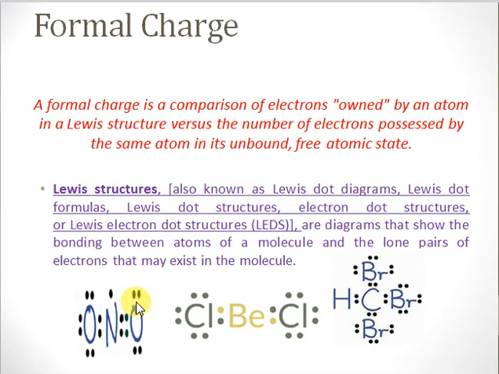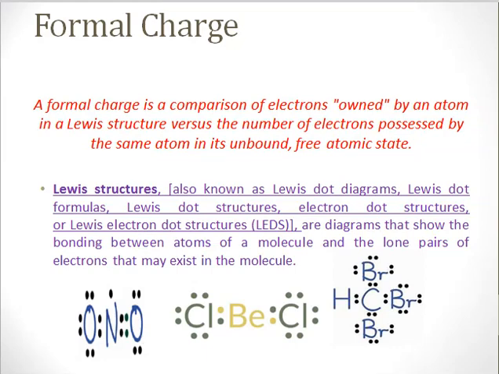So this comparison of the number of electrons possessed by an atom in the bound state with the number of electrons possessed by the same atom in the free state is known as formal charge. And the diagrams in which we show the electrons as dots, showing the presence of bonding electrons as well as lone pairs, are known as Lewis structures.